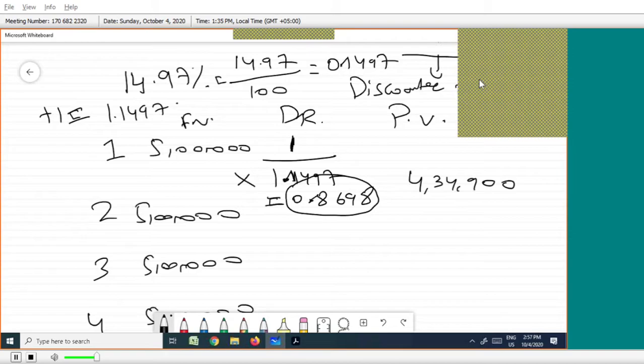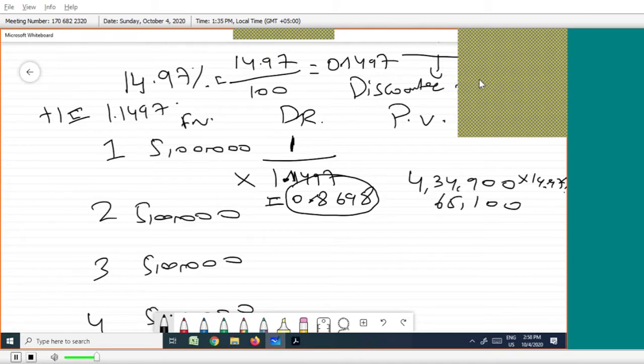Okay? So 4,34,900 into 14.97%. 4 lakh 34,900 into 14.97 percent, how much? Approximately tell me. It is 65,105, or else I can make it 65,000. For rounding purposes, I will make it 65,000.